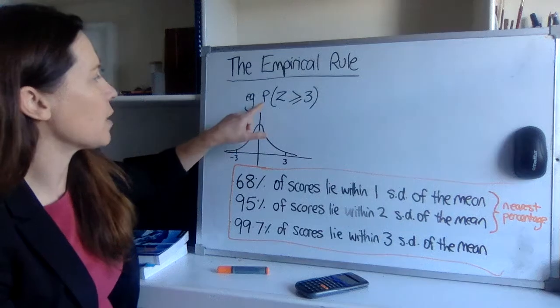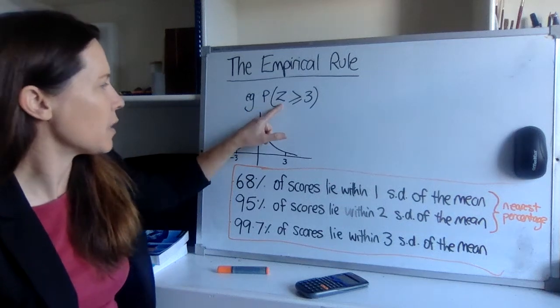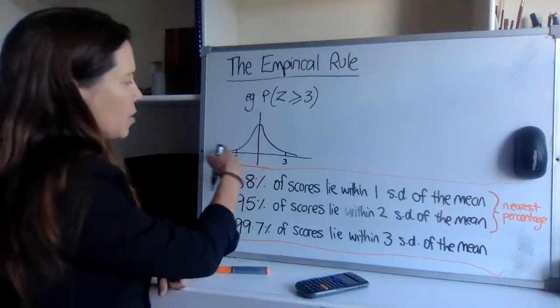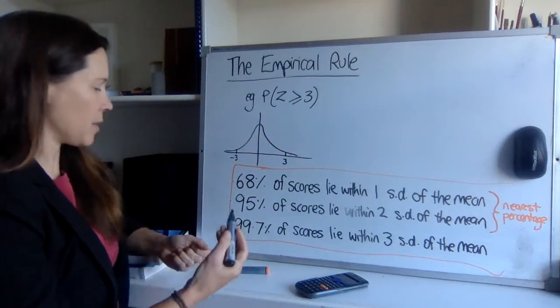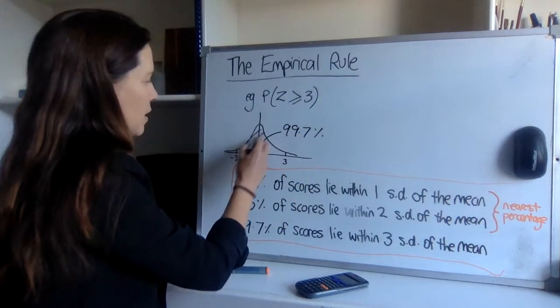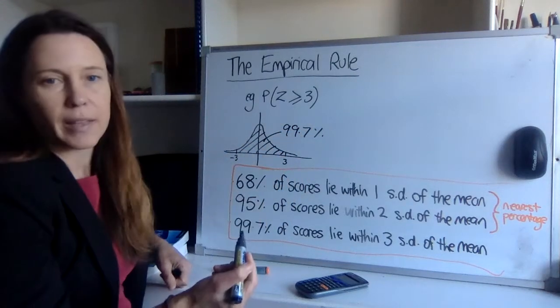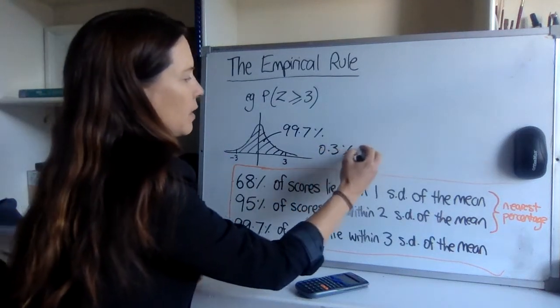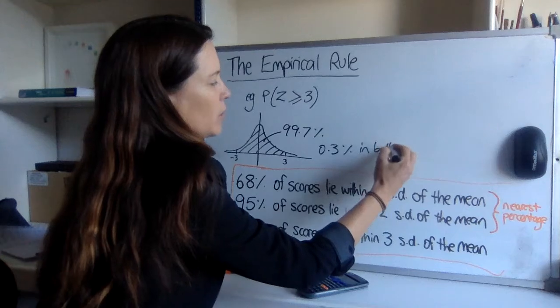Answering a question like, what is the probability that a particular score has a z-score more than 3, means you should be thinking of a diagram like this. And if you know that you've got 99.7% of the scores in this entire middle section, that means that naturally you've got 0.3% in both of the tails put together.